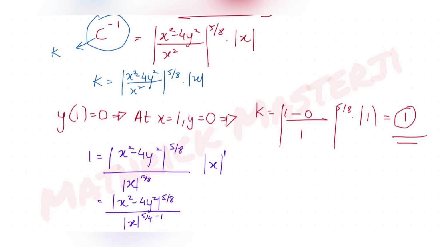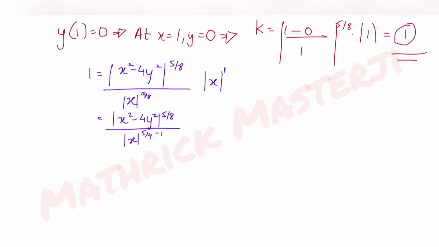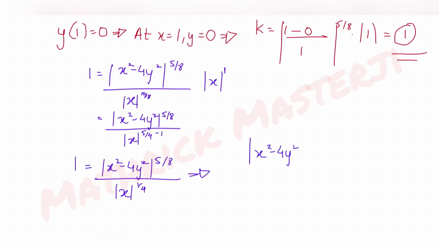So I get this expression, and further 1 is equal to mod of x square minus 4y square raised to 5 over 8 divided by the power of that, which is mod of x raised to 5 over 4 minus 1, so 1 over 4. Now once I have this, I'll just take that mod of x raised to 1 over 4 to the other side. So I get mod of x square minus 4y square raised to 5 over 8 is equal to mod of x raised to 1 over 4.